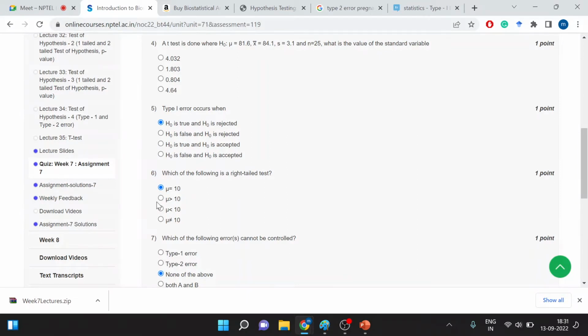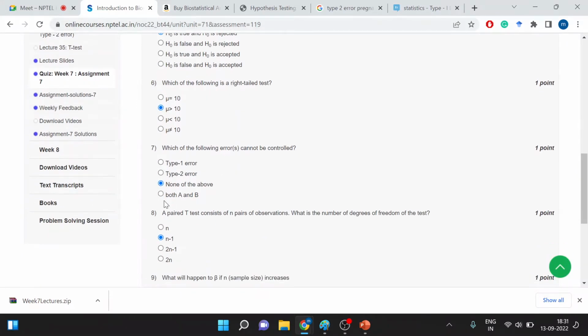B. Yes, B is right tail. When you check for whether your sample mean is greater than the hypothetical mean, it's a right tail test. That's great. Next question, which of the following errors cannot be controlled?